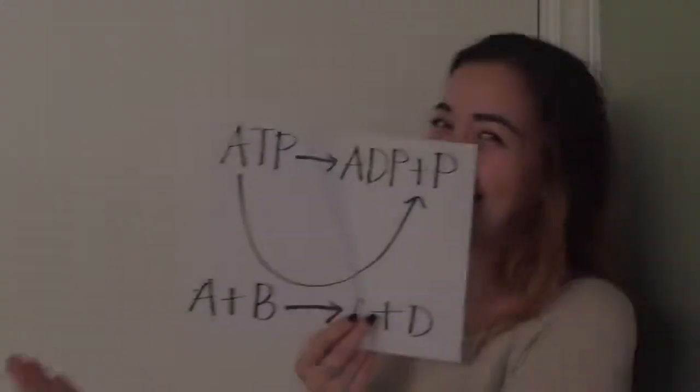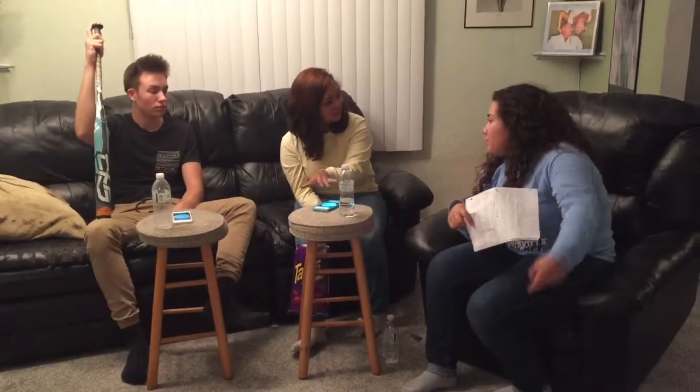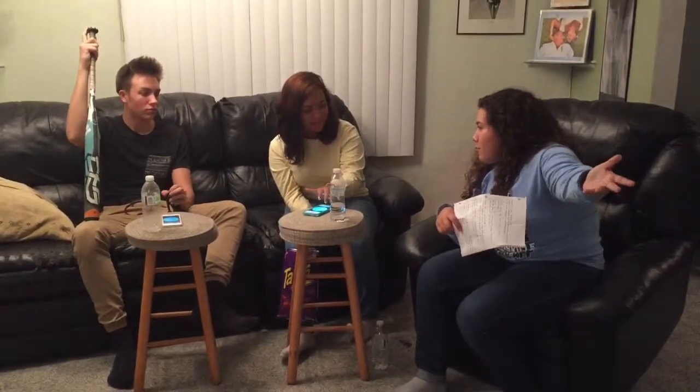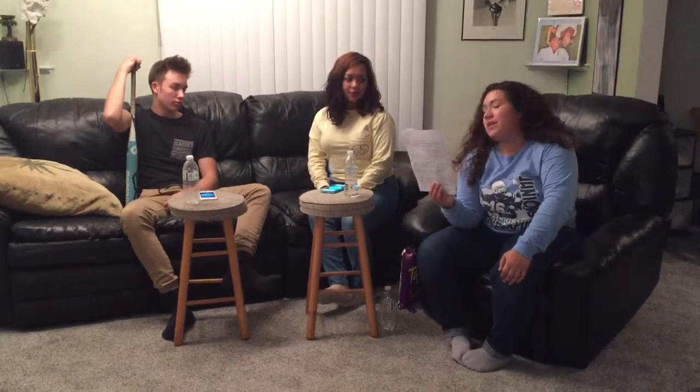Question number 20. Explain the diagram that will be held up by Lucy. After looking at the diagram, you may answer. Chantel. It's ATP yielding ADP plus P with coupling reaction. That's correct. Question number 21. Explain ATP yielding to ADP plus P with coupling reaction.